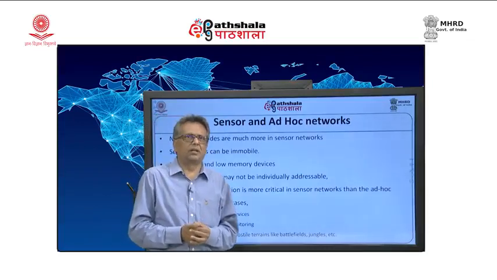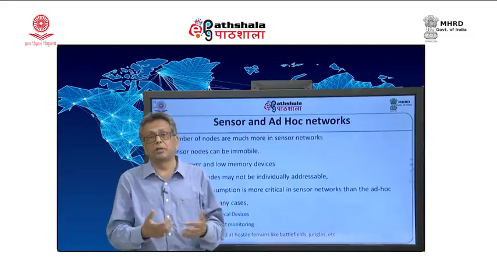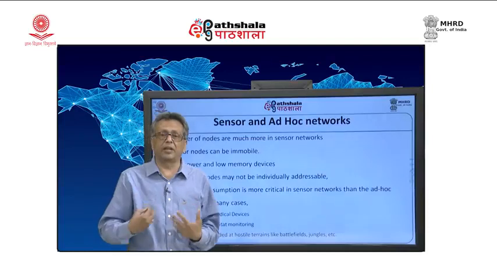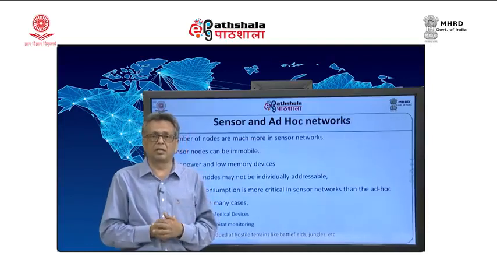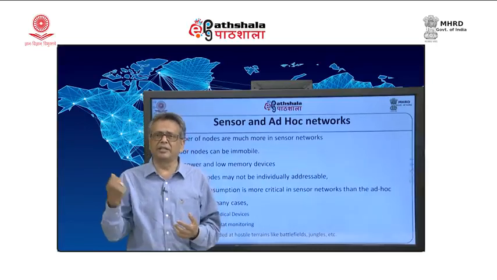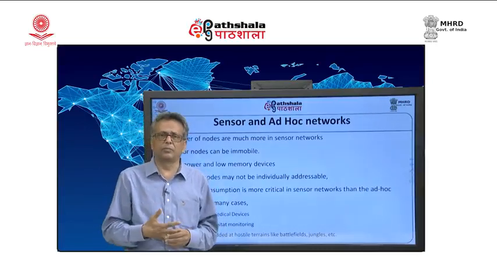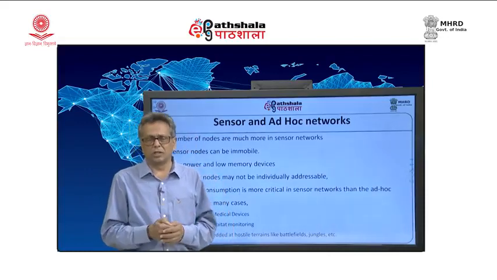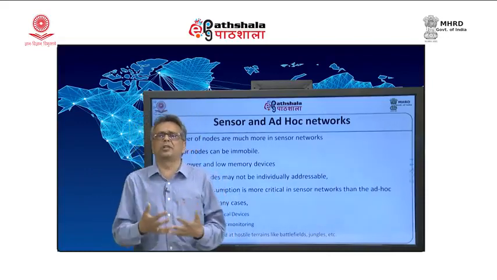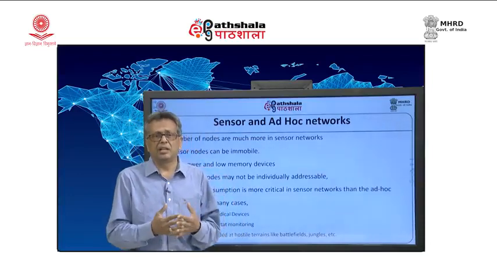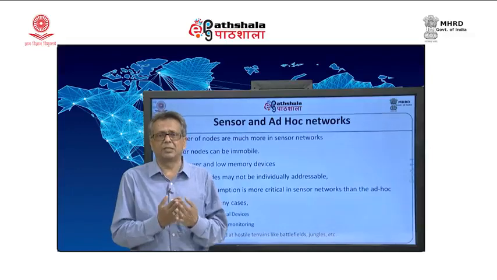And many times it is not possible for you to recharge these sensor devices. For example, if an implantable medical device is inserted in a patient's body, you can't just take it out, recharge it, and then insert it again inside the patient's body. You cannot do it. So, the protocols that you use, in fact the communication process that you use, must be able to conserve energy as much as it can.